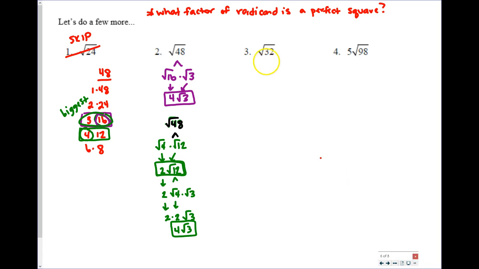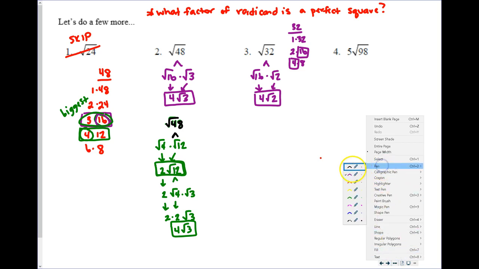How about 32? I'm going to list off those factors. 1 times 32, 2 times 16, 4 times 8. So I see a 16 and I see a 4, but 16 is my bigger one, so I'm going to go ahead and break this 32 into 16 times 2. The square root of 16 turns into a 4, bring down the square root of 2, and I get 4 square root of 2. I'm going to check underneath the radical and make sure that that can't be simplified any further, and 2 can't. That's as low as we can go.